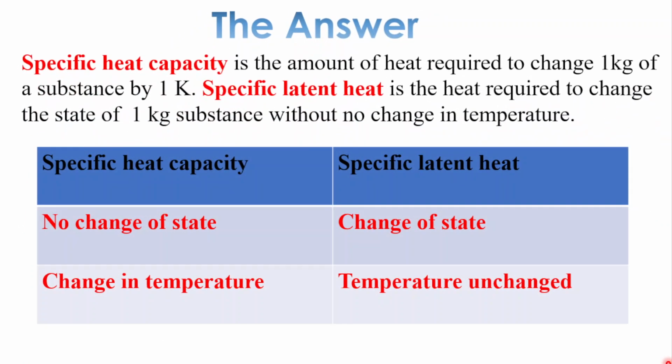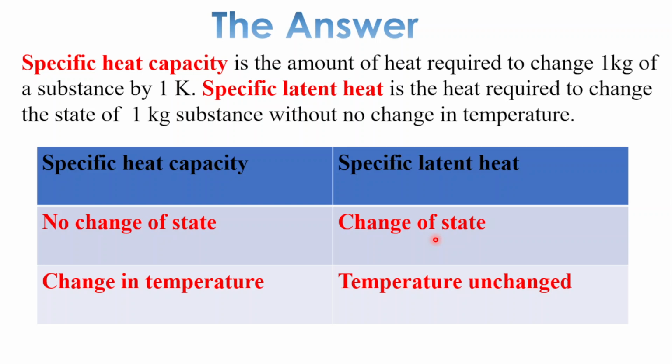And when answering this, just to point it out, you can define the terms and say, okay, specific heat capacity is this, while specific latent heat is this. Now, what actually makes them different are 2 important factors. For specific heat capacity, as you notice right here, there is no change in state. However, for specific latent heat, there is a change in state.